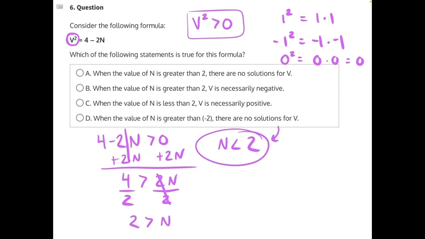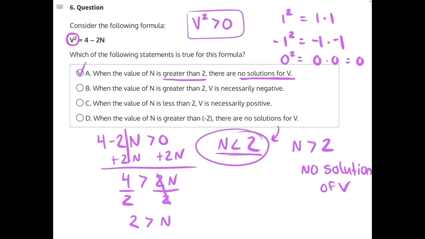A says when the value of n is greater than 2, there are no solutions for v. This is true because the only time there are solutions for v are for values of n that are less than 2. So the opposite, n is greater than 2, would be all of the values that there are no solutions for v, making A our correct answer.